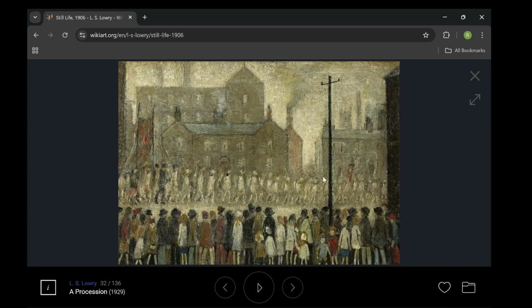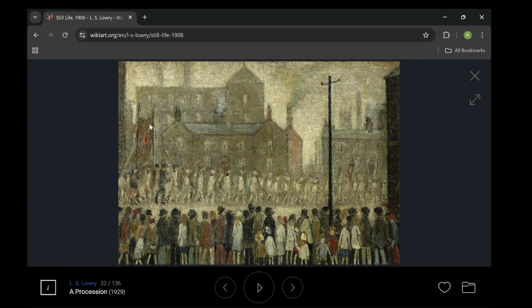Oh, this is like getting marched off to a death camp or something, this one, isn't it? A procession. Blimey, is this supposed to be a happy affair? Because it doesn't look like it. There's a gang of people here watching, and then these people processing down the road, this very strong vertical pole here, and the verticals are all here again. It's all nicely done and put together.